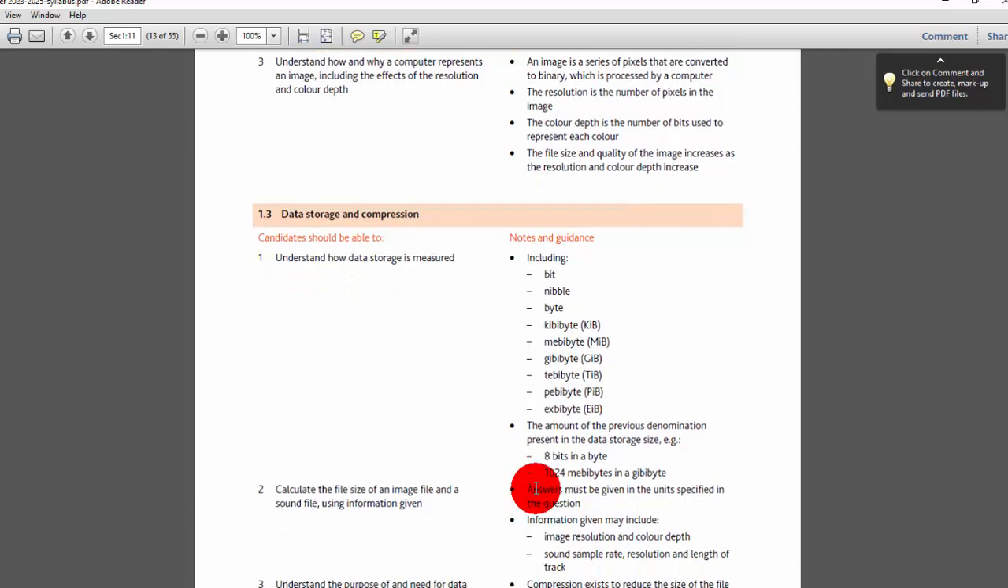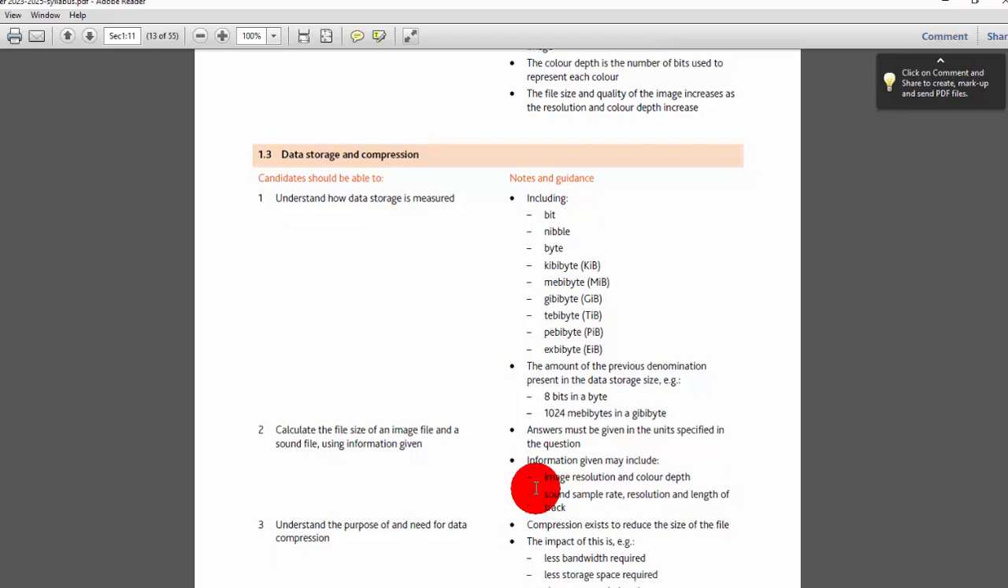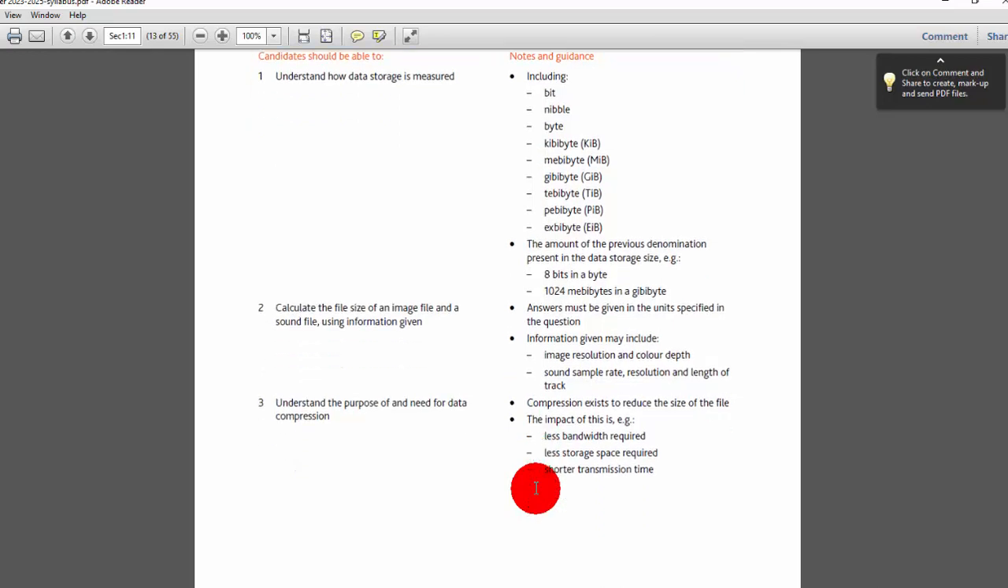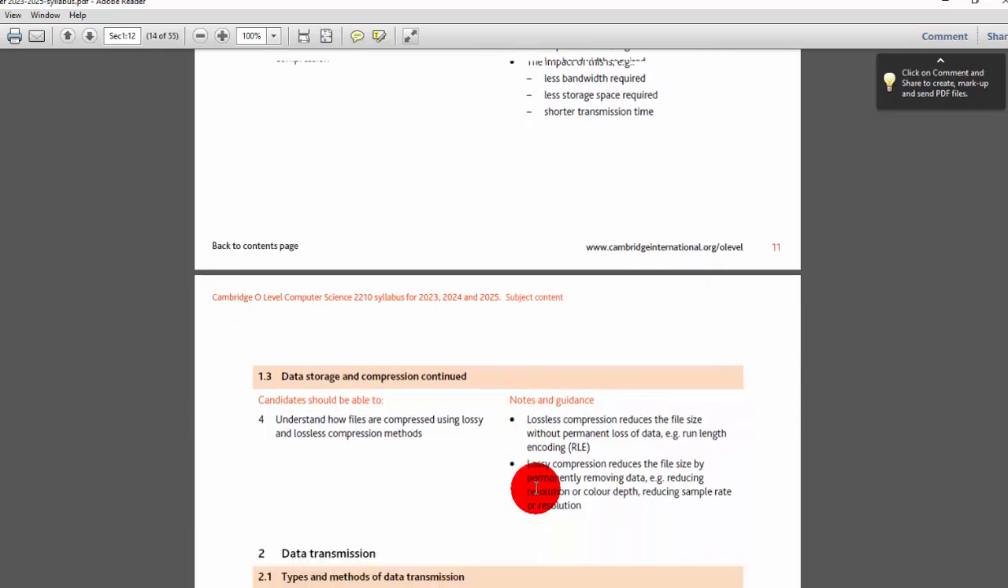Okay, calculate the file size of an image. We have to calculate the file size using color resolution and color depth, or if we talk about sound, we have to find the storage requirement of the sound as well. Next is understand the purpose: compression, bandwidth, storage, and transmission time. Right, and the lossy and lossless compression that we have to perform.